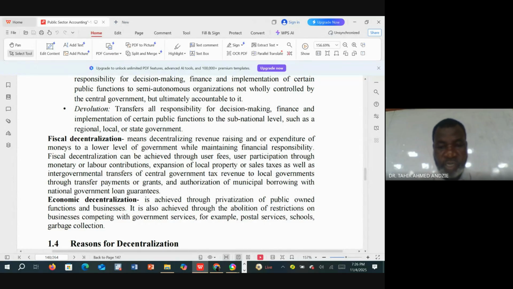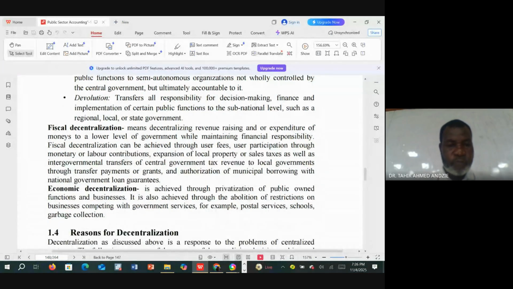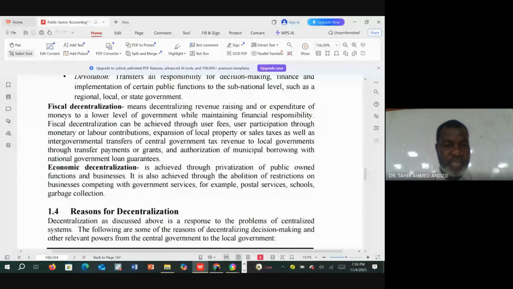the authorization of municipal borrowing with national government loan guarantee. This assembly can also borrow. That is another fiscal decentralization. This assembly, if they need money for their developmental agenda, they can borrow, and then the national government will guarantee the loan for them. That is also part of this assembly's fiscal decentralization.